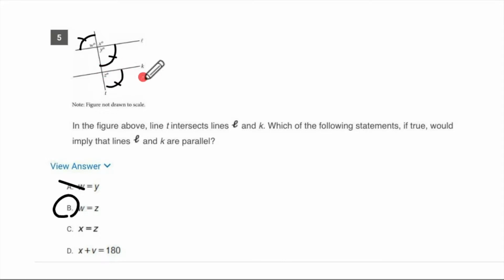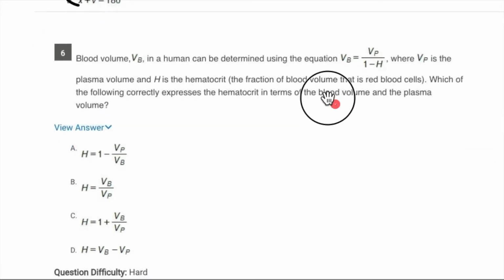X and Z are not, they would have to be adding up to 180, but they don't tell us any of those degrees. X plus Y equals 180. Well, they're not even on this line down here, so that would be out. So sometimes it's good to think about it first before you even look at your answer choices. Let's go to number 6.